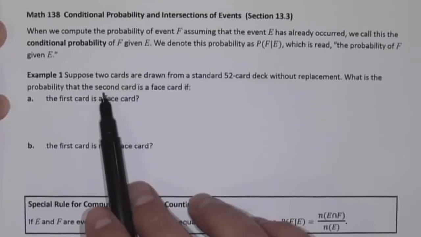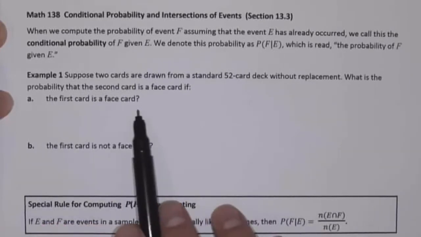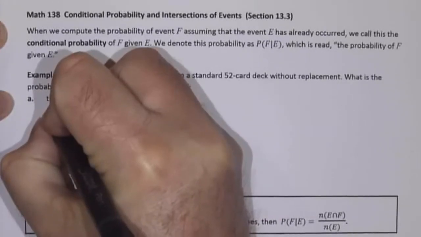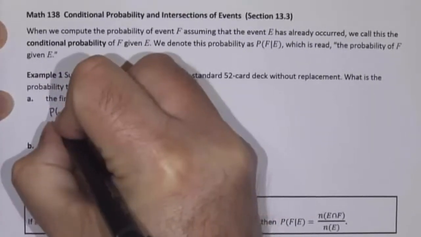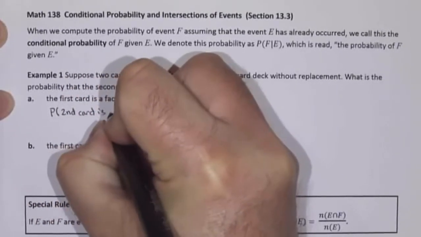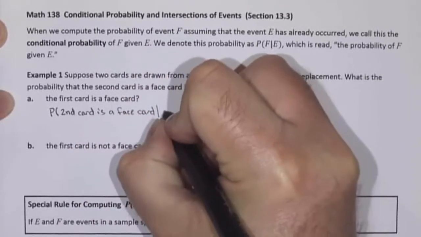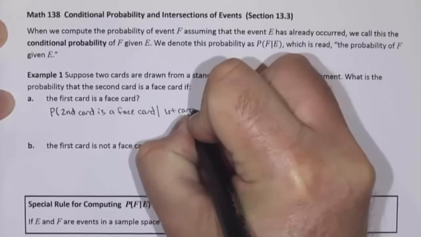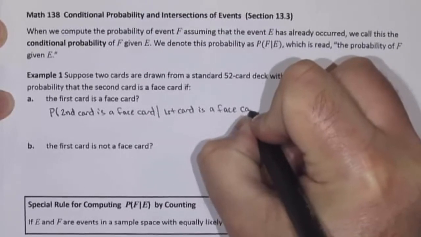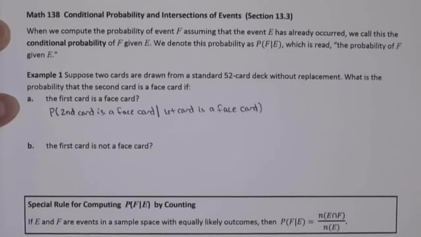So our question is, what is the probability that the second card is a face card if the first card is a face card? So if I write that using our notation, that's going to be the probability that the second card is a face card given that the first card is a face card. So that's the probability that we're looking for.